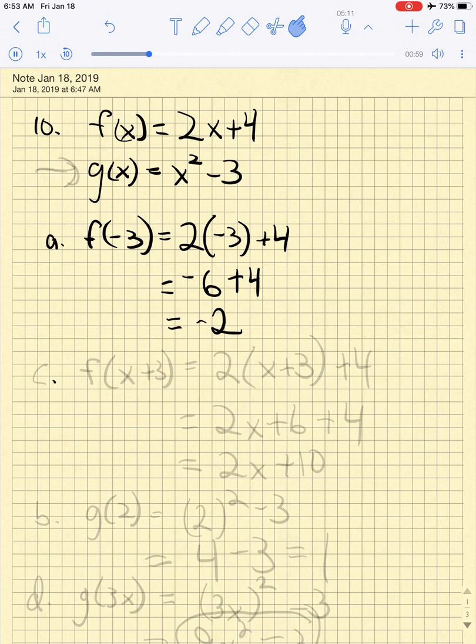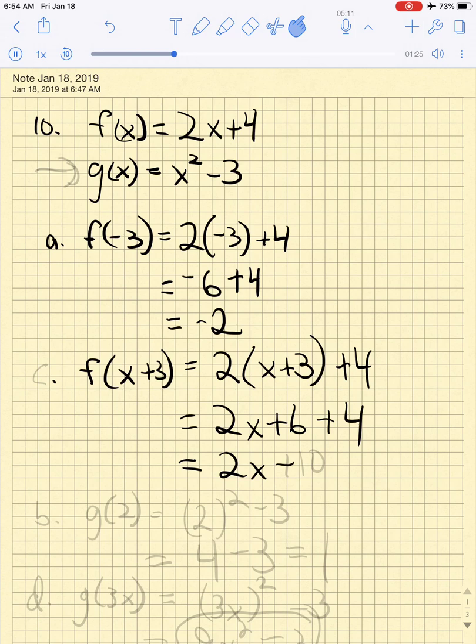For part B, they ask for f of x plus 3. So what you have to do there is substitute in the whole thing, x plus 3, every time you see x. So this will be 2 times x plus 3 plus the 4. This is 2x plus 6 plus 4. This is equal to 2x plus 10. Okay? I'm sorry, that was C. So that was part C. So let's just change that to C.